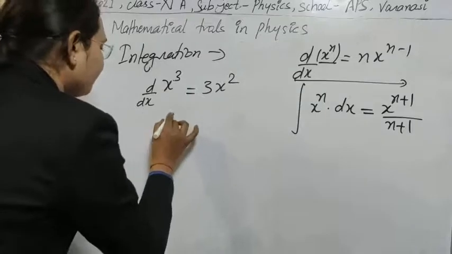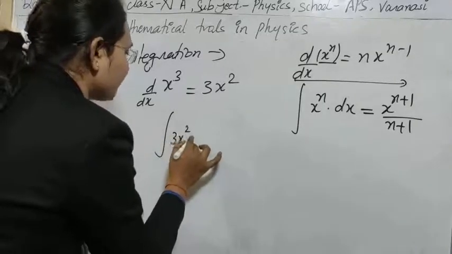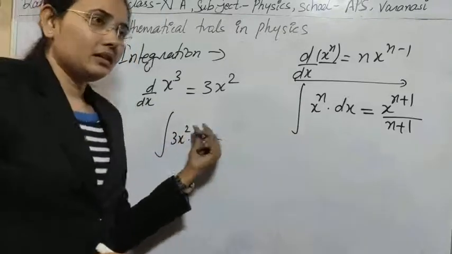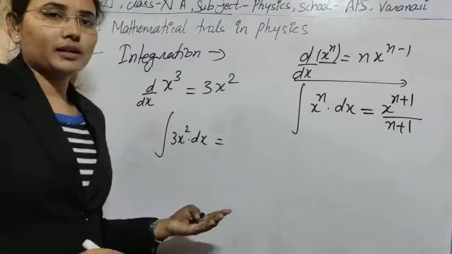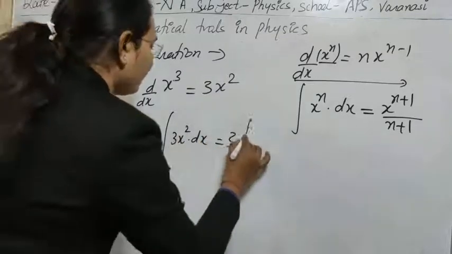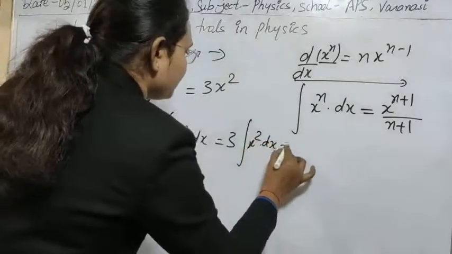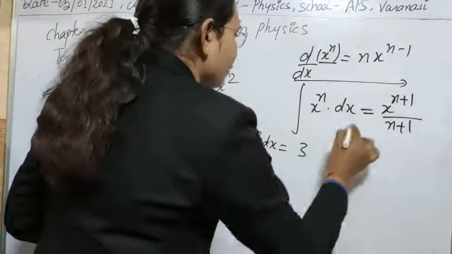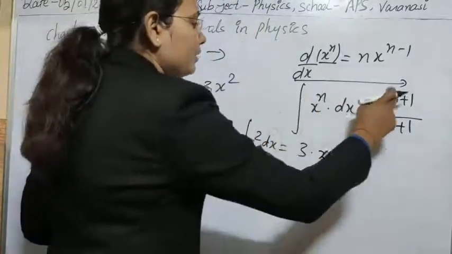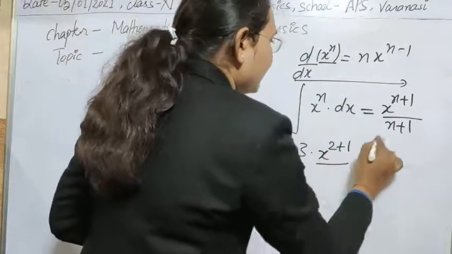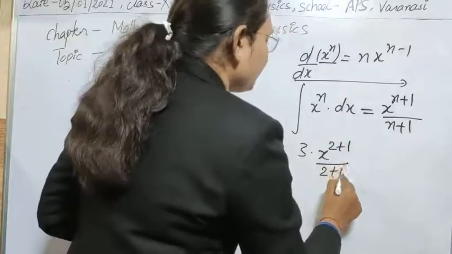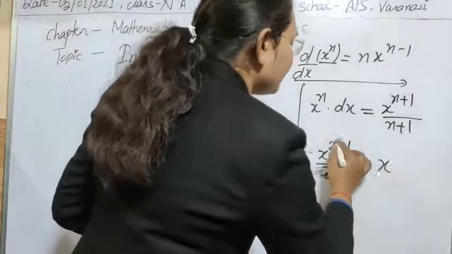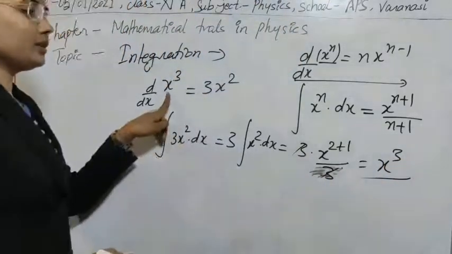So you have to integrate 3x square with respect to x. This is the way. And again here the same thing is that the constant, you don't have to integrate, you have to take it outside. So directly take it outside and later just use this formula here. Here n is equal to 2. So finally you will get 2 plus 1, upon n plus 1, and this will be equal to 3. This is cancelled out and finally you will get here x cube. You can see that you have got this value.